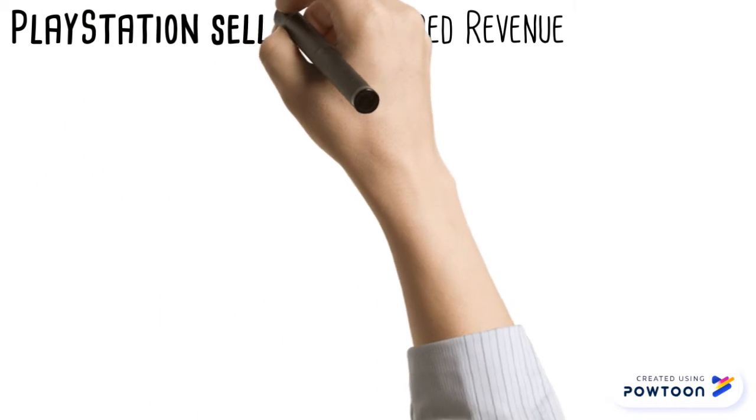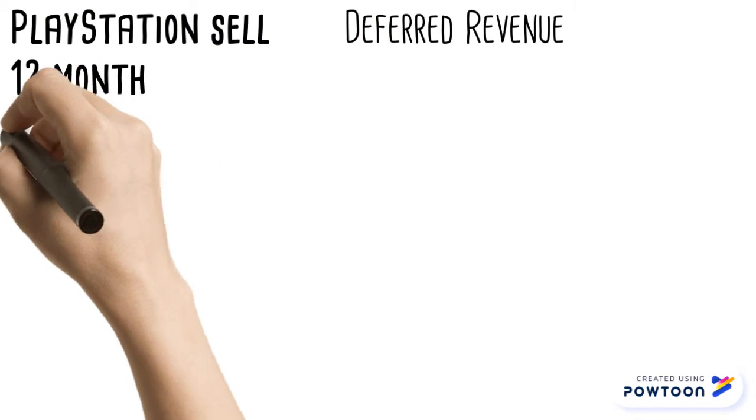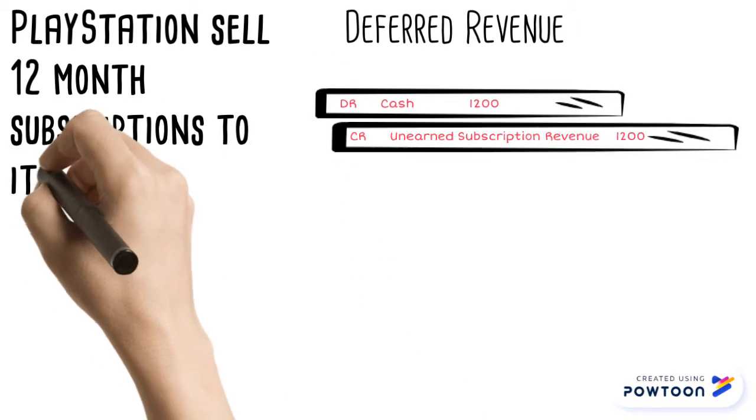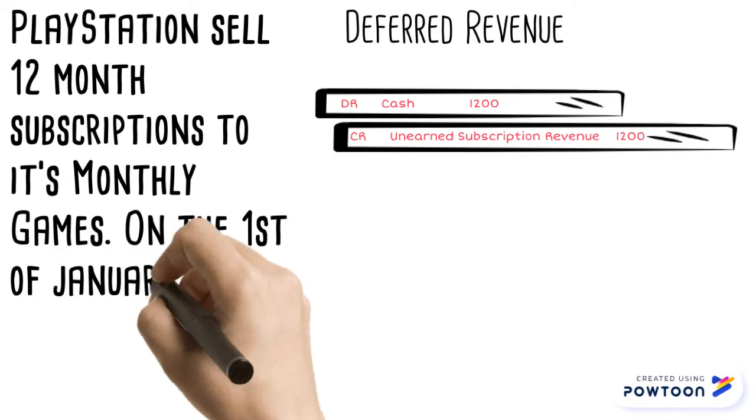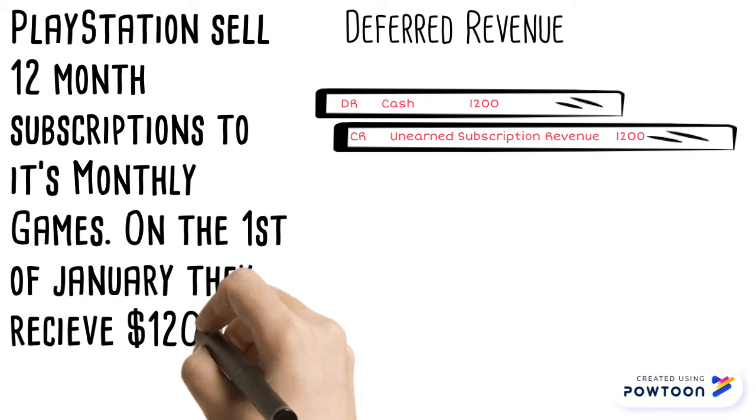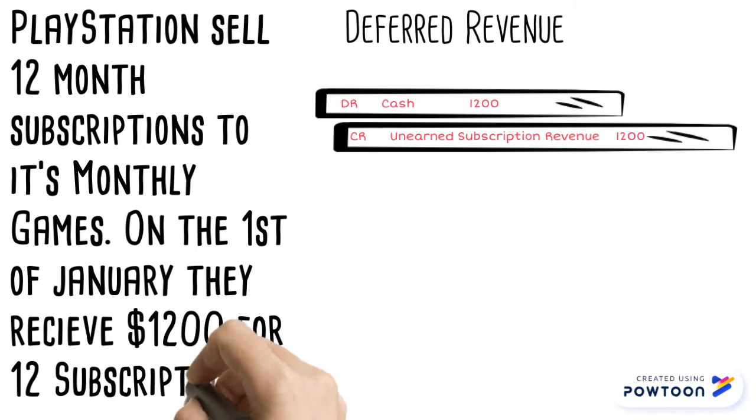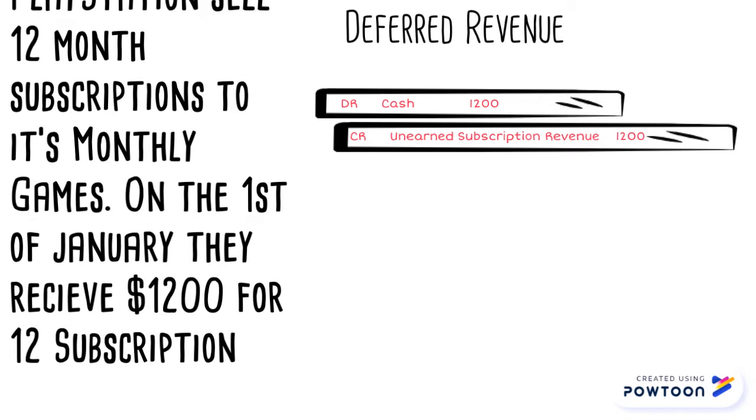Let's say PlayStation sells a 12-month subscription on its monthly games. On the 1st of January, they receive $1,200 cash for 12 subscriptions. In this case, cash goes up, so that becomes debited. Unearned subscription revenue also goes up, but is revenue, so it becomes credited.